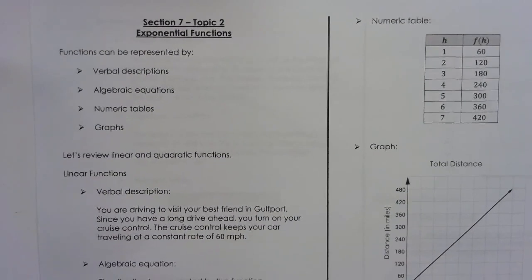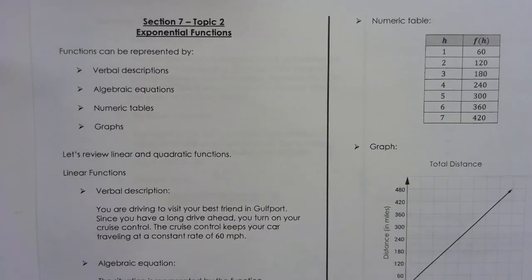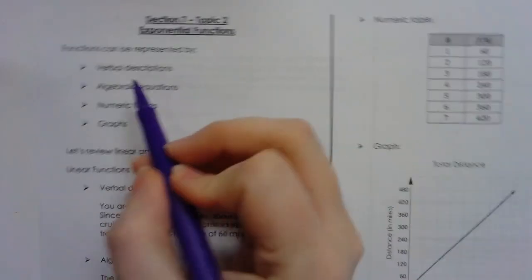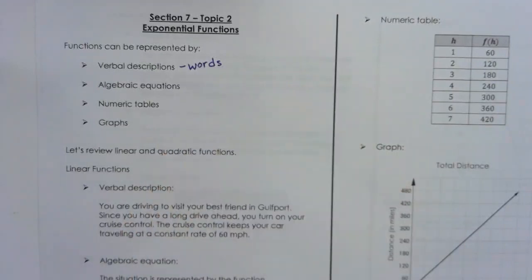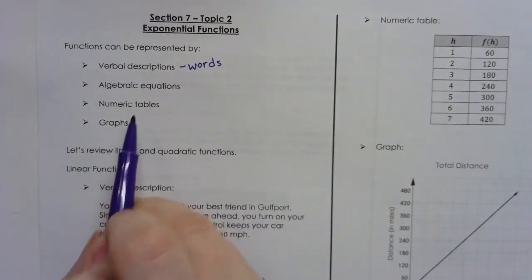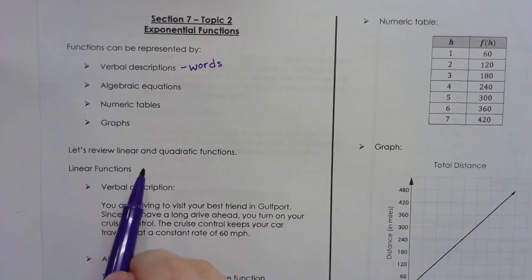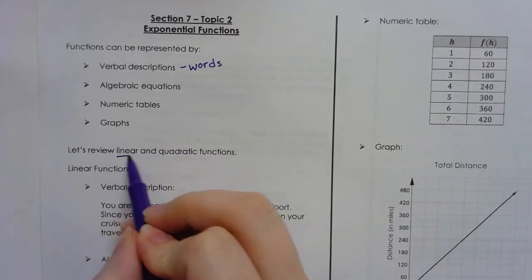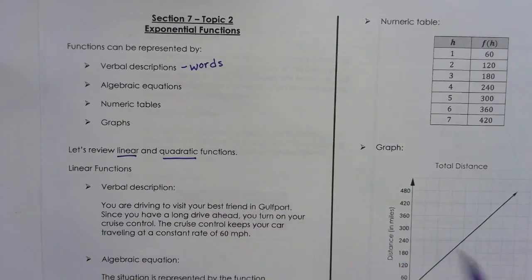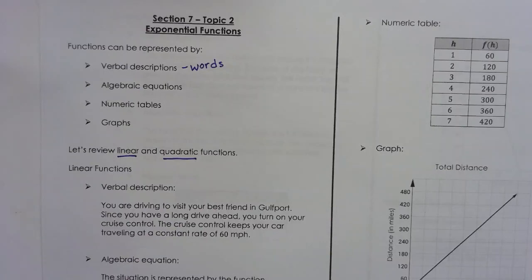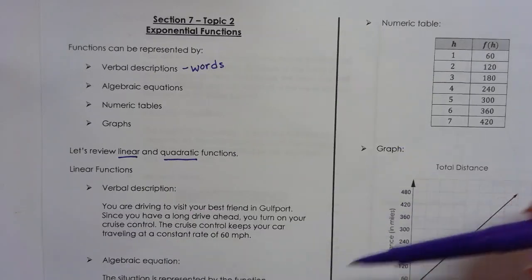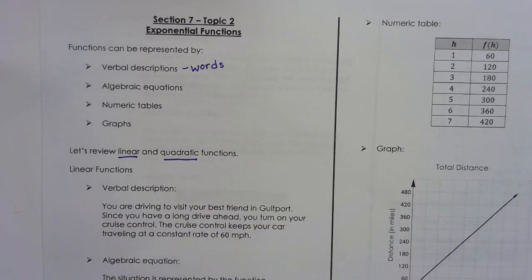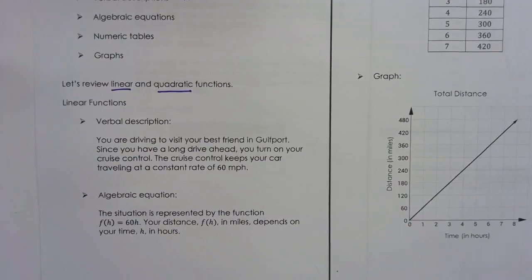So as a reminder, all functions can be represented by verbal descriptions, that's words, algebraic equations, numerical tables, or graphs. So first, let's review the two we've been talking about most recently, linear and quadratic functions. We're going to go through each of these four types for linear and for quadratic. There's not really much to write down in this section. It's really just kind of a recap for you.